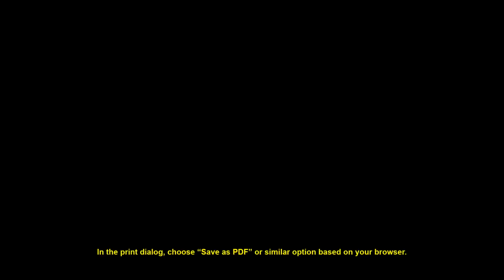In the Print dialog, choose Save as PDF or a similar option based on your browser. Once the board is generated in a printable format, save the file to your computer. Open the exported PDF file to review the labels and member assignments. Make a note of any specific details or valuable information in the PDF.